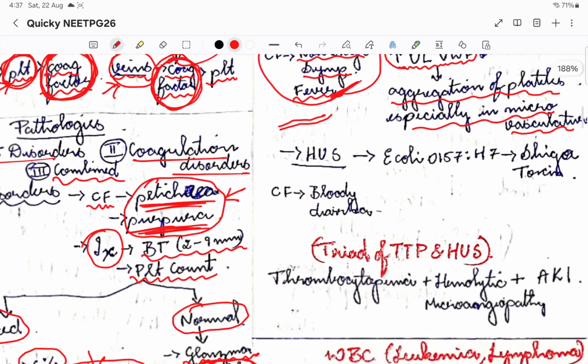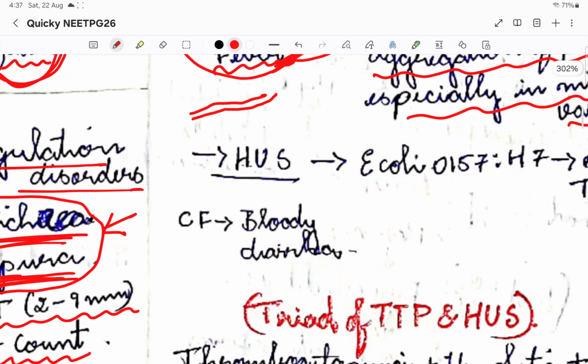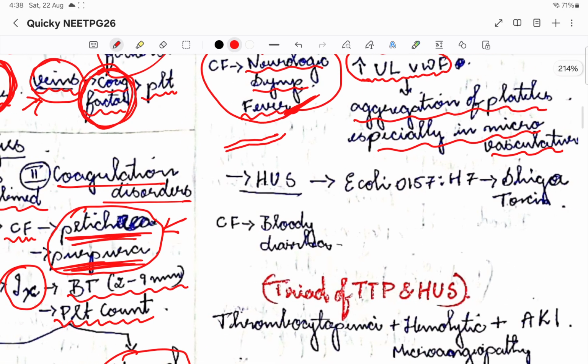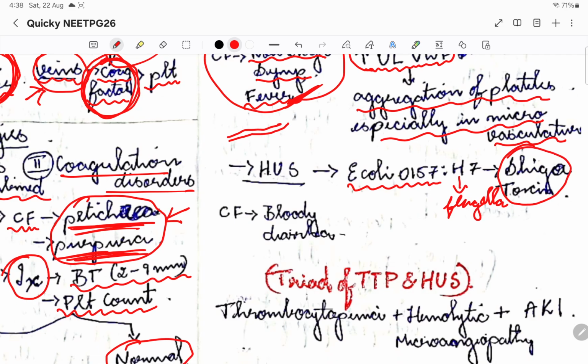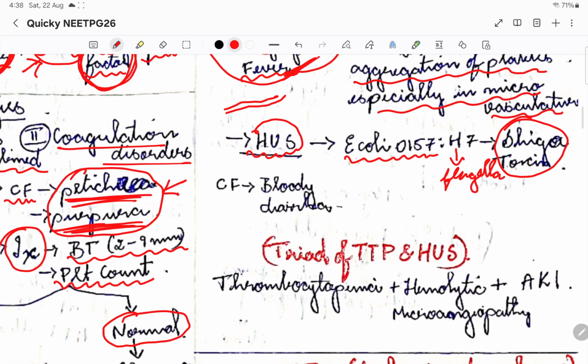Then coming to hemolytic uremic syndrome, HUS, we discussed this in microbiology, right? I told you, E. coli O157:H7. The H, I told you, was flagella. It releases something known as Shiga toxin. This Shiga toxin will lead to hemolytic uremic syndrome. What is the clinical feature? It is going to be bloody diarrhea, because it is E. coli, and E. coli causes GIT damage. So that is the clinical feature of HUS.